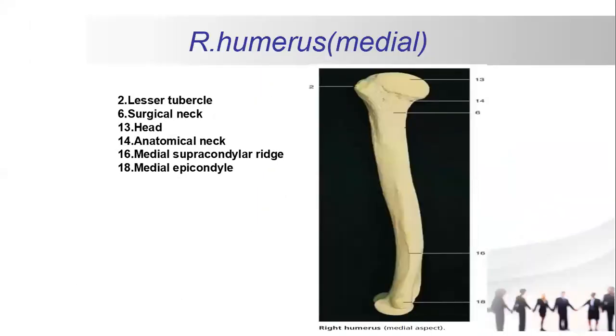So sorry, let's just proceed with the image first of all. We have number 2 as well, as we talked about, the lesser tubercle, number 13 being the head of humerus, and number 14 the anatomic neck, which we also have. Number 6 is the surgical neck right here. We have number 16, medial supracondylar ridge, just above the supracondyle. We have number 18, medial epicondyle. So this is the medial epicondyle.